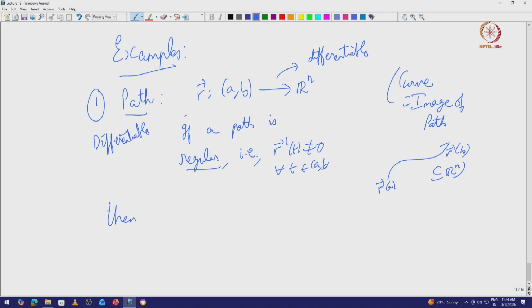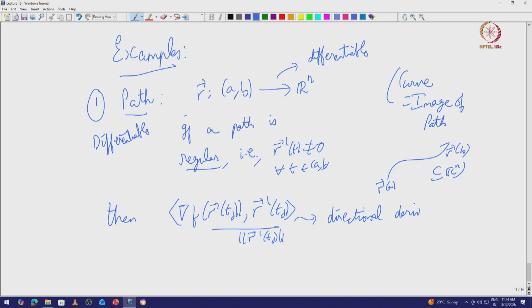Then this particular thing is sometimes, not always, but some people like calling this the directional derivative of f along this path.